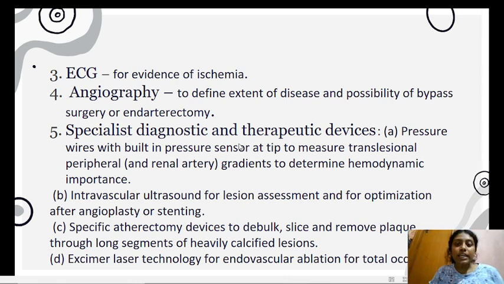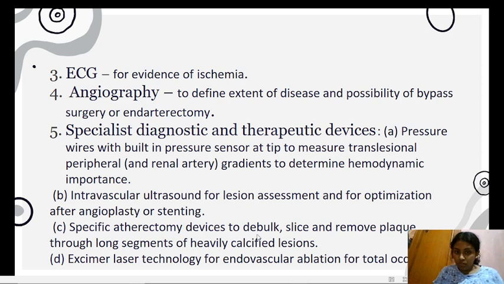Specialist diagnostic and therapeutic devices like pressure wires with a built-in pressure sensor at the tip to measure translesional pressure gradients to determine hemodynamic importance. Intravascular ultrasound for lesion assessment and for optimization after angioplasty or stenting. Like after surgery, you have to check how much of the lesion is there, if it is present or not. For that, intravascular ultrasound is used.